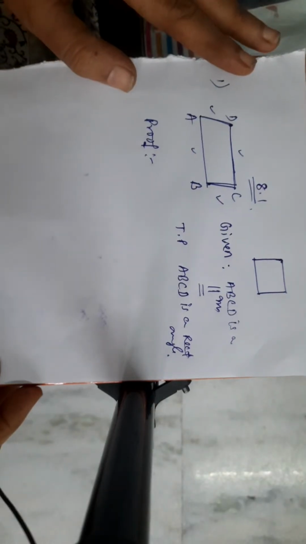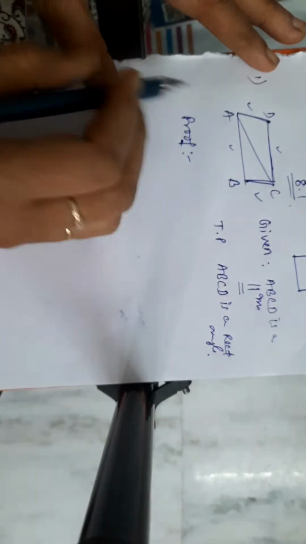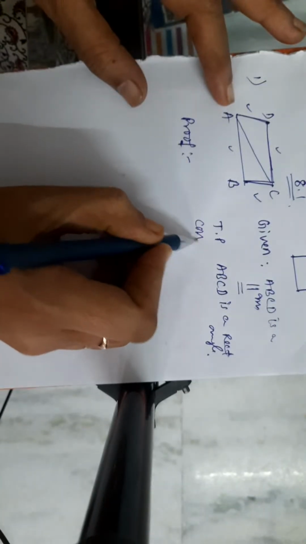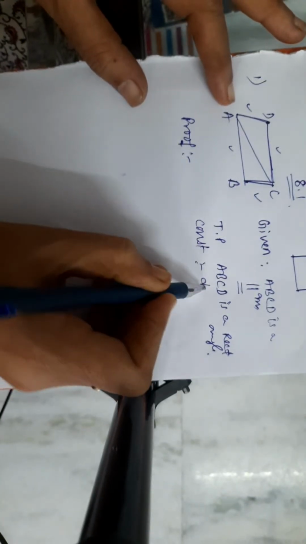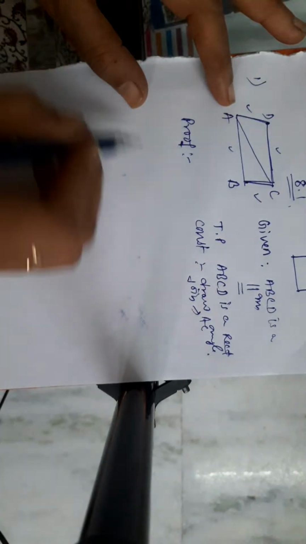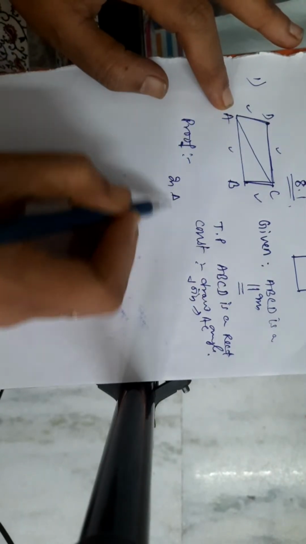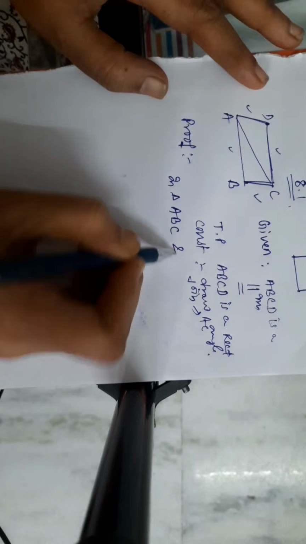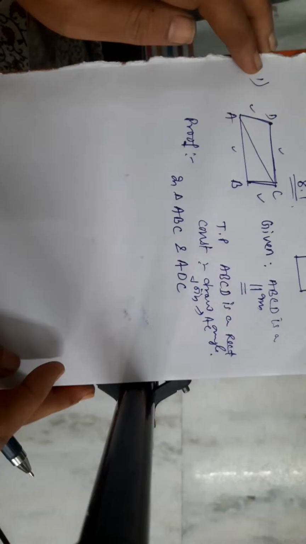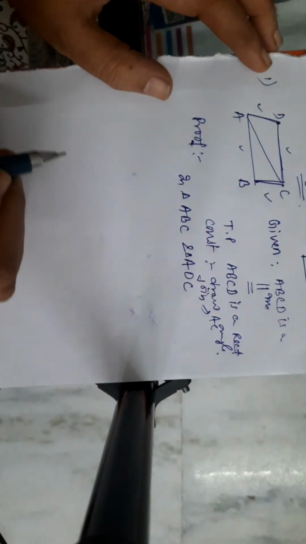In the proof part, we join AC. This will be written in construction: draw or join AC. In the proof, we get 2 triangles: triangle ABC and triangle ADC. As we have 2 triangles, we'll start with that. In triangle ABC and triangle ADC, what points do we have?